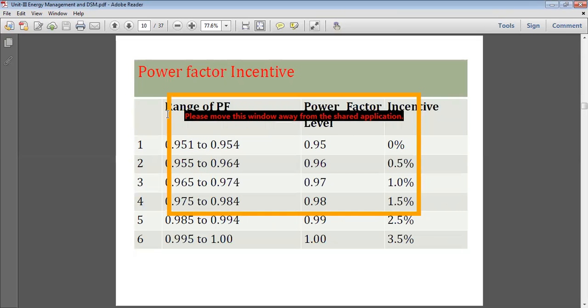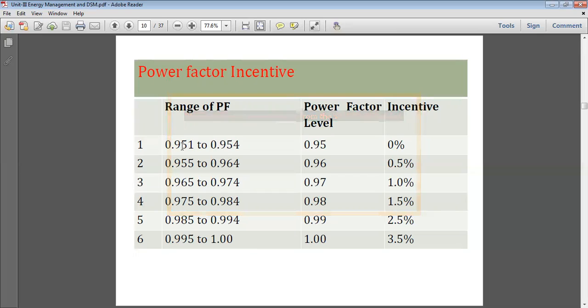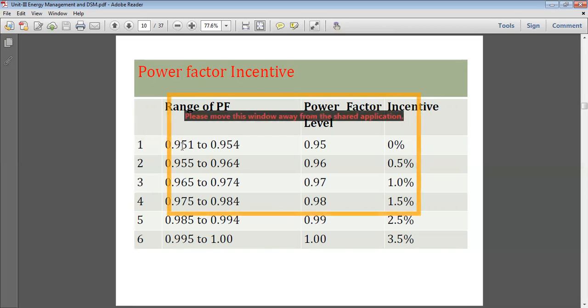Now the power factor incentive: it is 0 at 0.95, and at 0.96 the power factor incentive is 0.1% of the total charges. If your electricity bill is 1 lakh, then at 0.5% you will get a benefit from the power factor improvement. And if you are maintaining the power factor at 1, then you will get a 3.5% benefit from this.